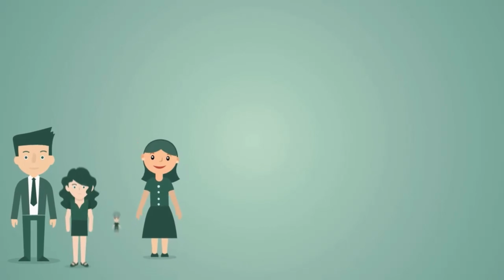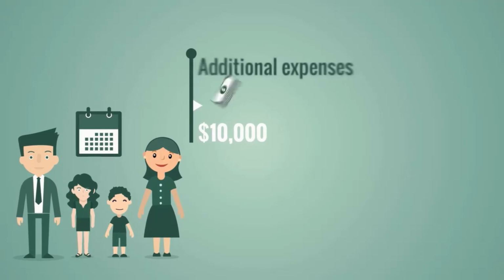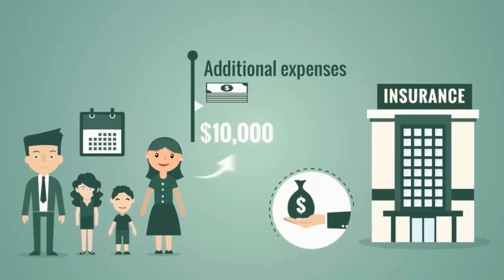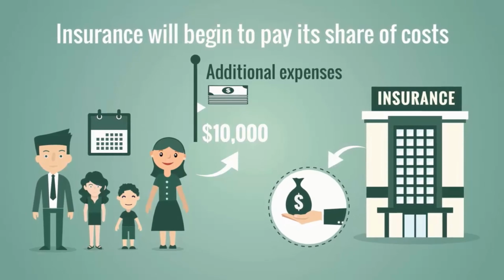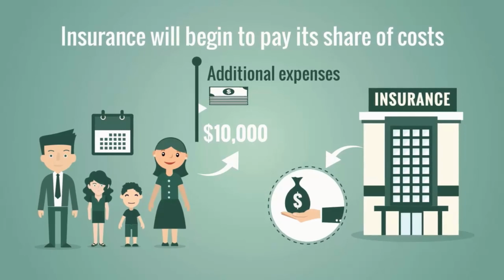During the year, if any family members incur additional expenses so that the total exceeds $10,000, that's when the insurance will begin to pay its share of costs because the aggregate family deductible has been reached.